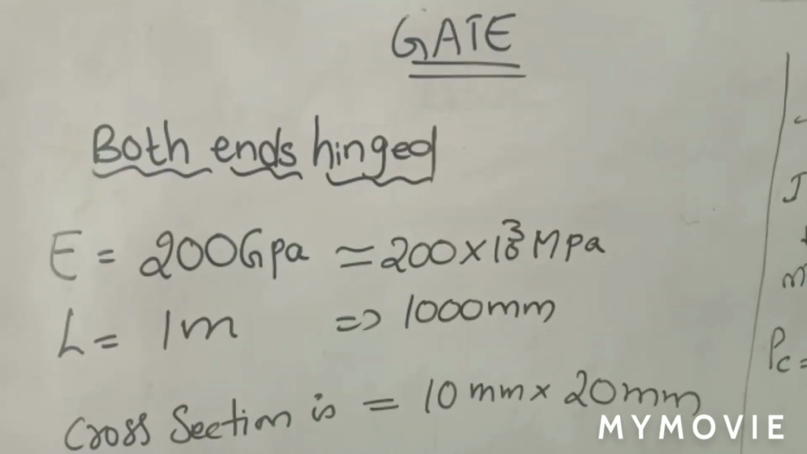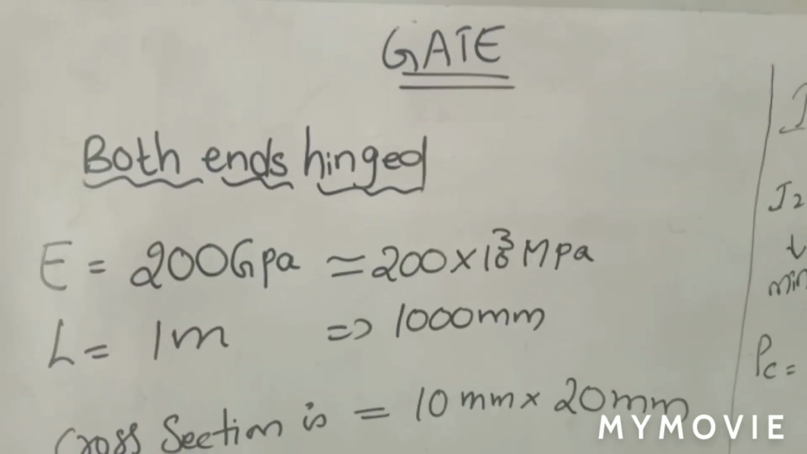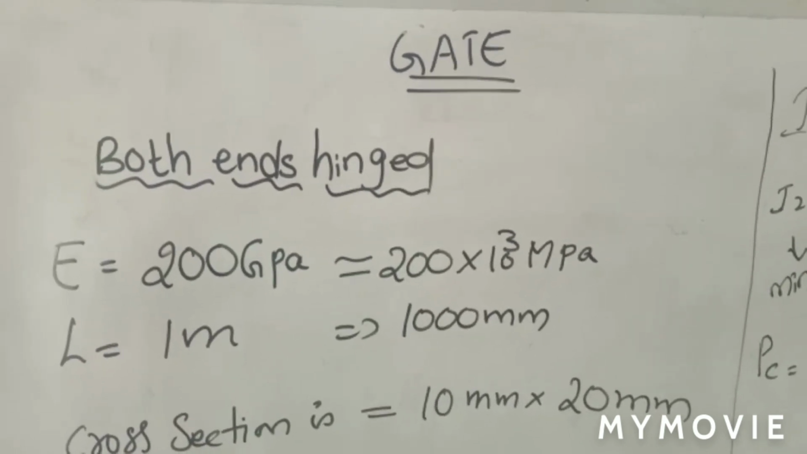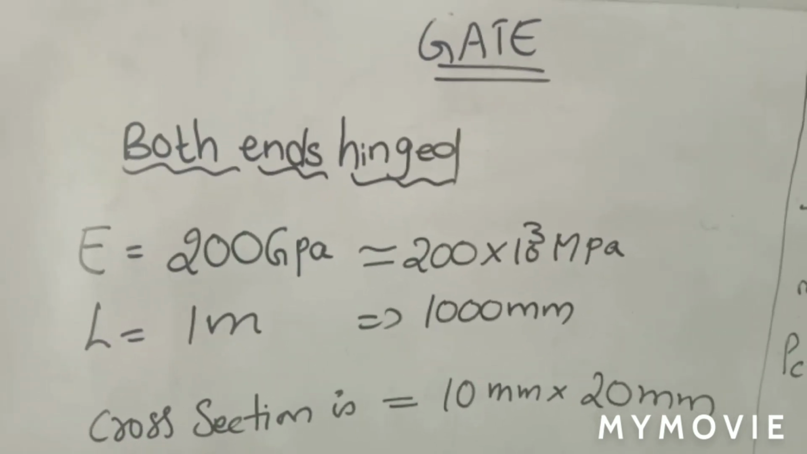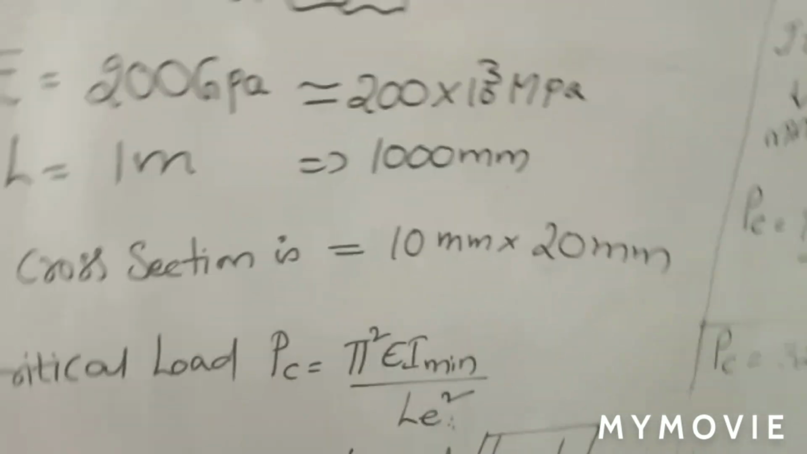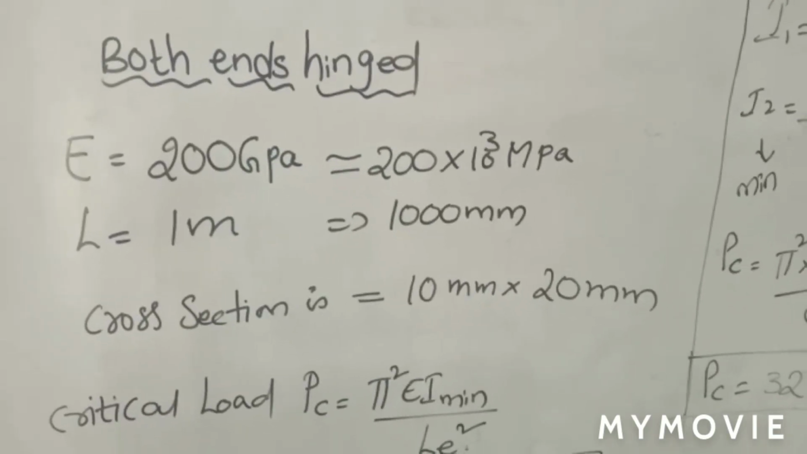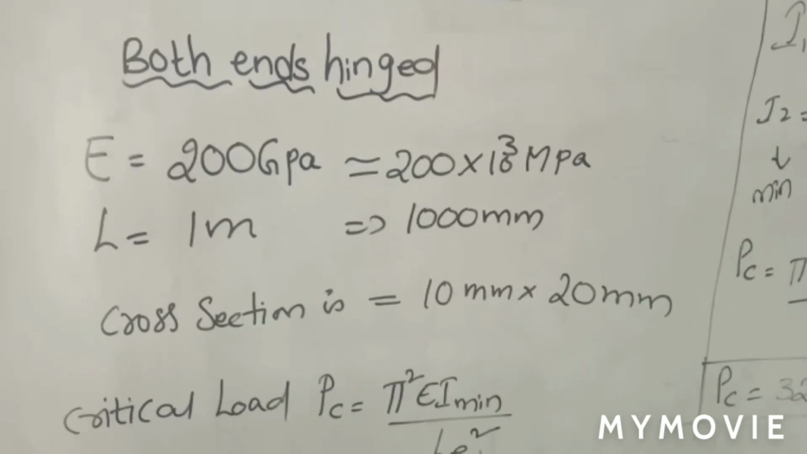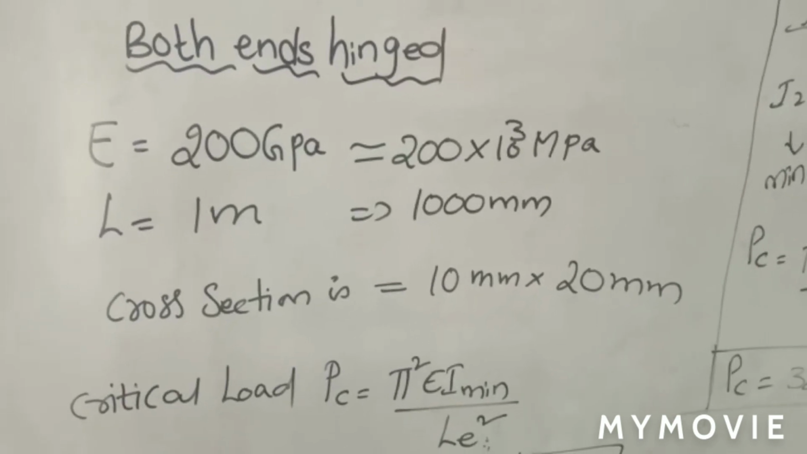So in this class we try to discuss the column problem that was asked in a previous GATE examination. In this case we consider a column when both ends are hinged. That is asked in your GATE examination. So this is the given data.